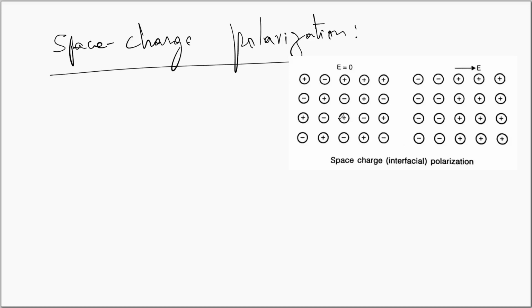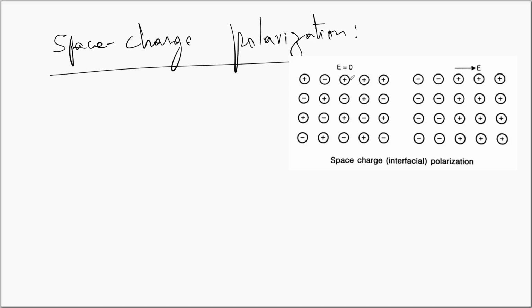When you apply the electric field, ions within the medium will be rearranged. All the anions will be pushed to one side and all the cations are pushed to the other side depending on the direction of the field. In this case, when the electric field is from left to right, we notice that the anions are pushed to the left side and the cations are pushed to the right side, which means the left side of the crystal becomes negative and the right side of the crystal becomes positive with respect to the left side. So this is going to produce a polarization which we call as space charge polarization.